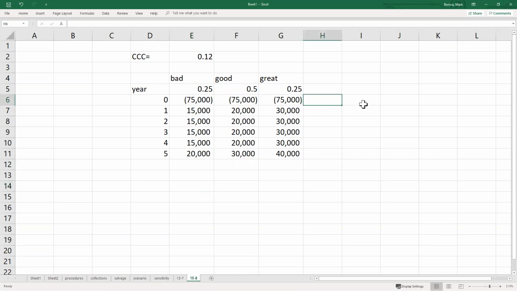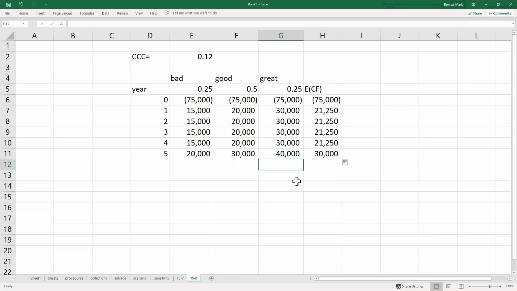So the way that your book likes to do the base case is to come up with the expected cash flow. So we would weight each of these cash flows and get the weighted average. So we've got 75 times 25%, I'm locking that reference, plus 75 times 50% probability plus 75 times 25% probability. And then I just copy that down. And so my expected cash flows are this.